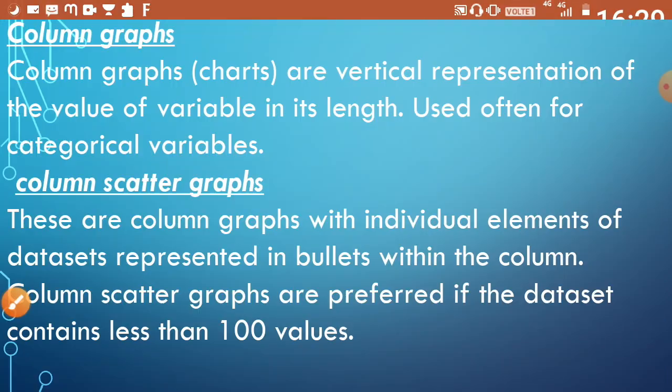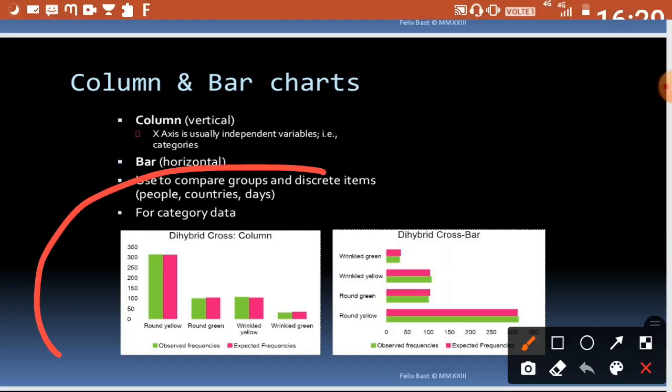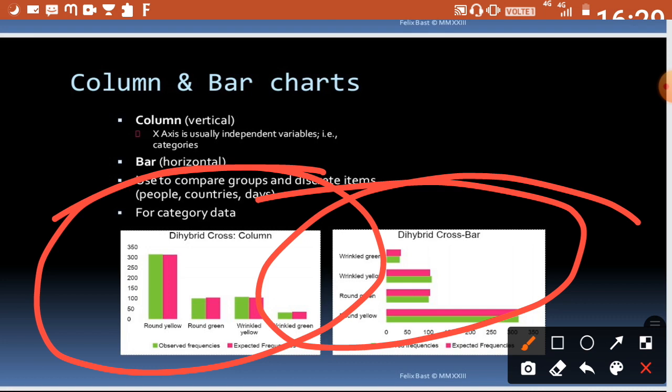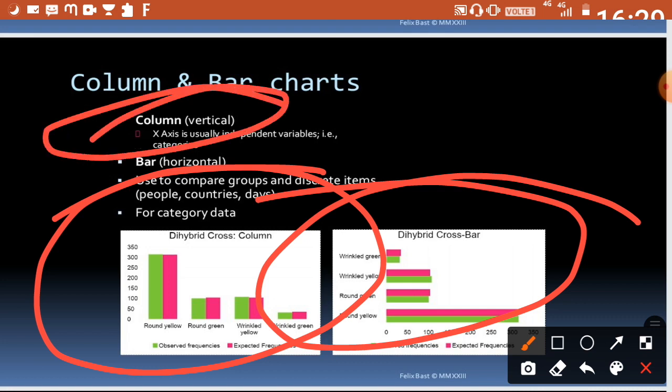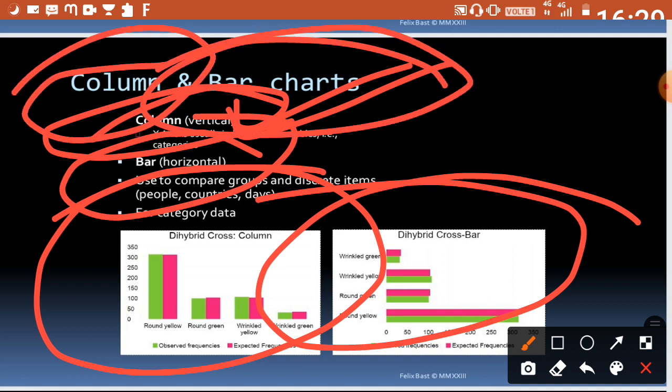Let's move on. Then your column graph and column scatter graph. Column graph is the same as bar graph. Here you can see column graph and bar chart are the same. The column is vertical and the bar is horizontal. That's the only difference, and most people consider column and bar charts the same. We can plot them horizontal or vertical, that doesn't matter. Column and bar charts are purely the same.